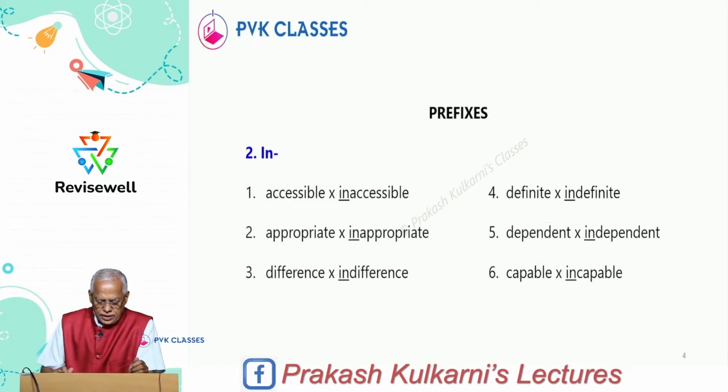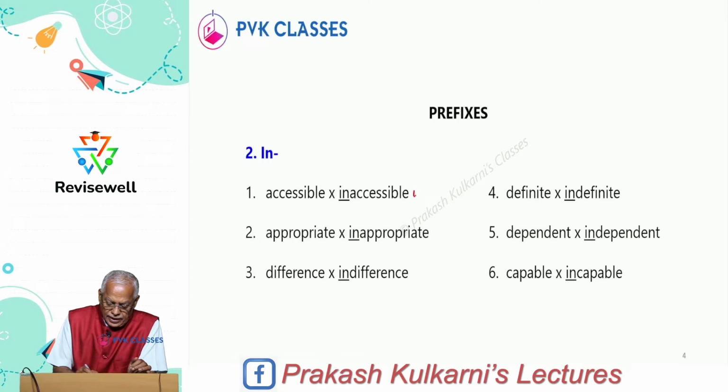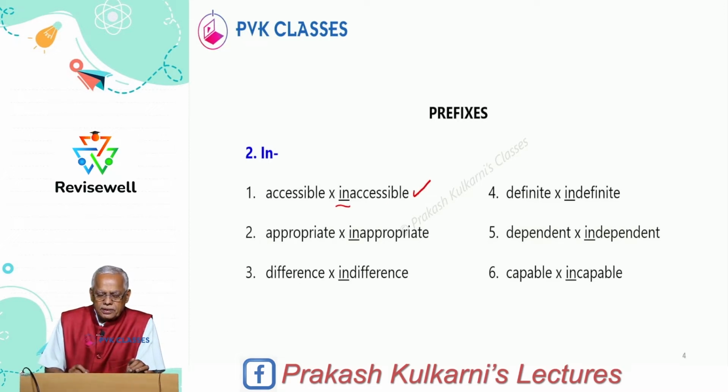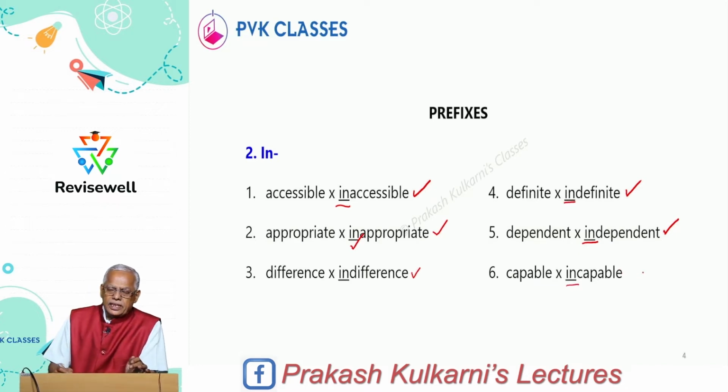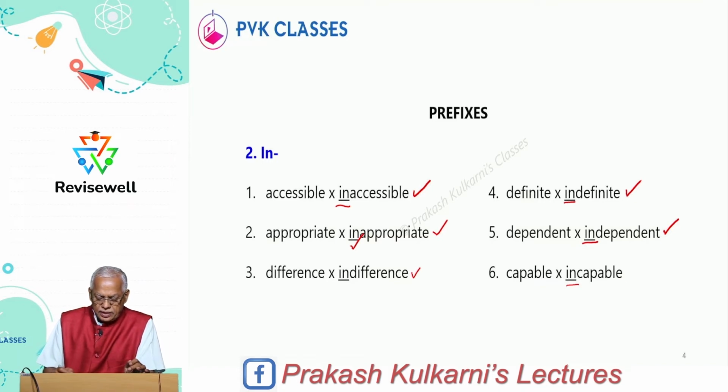Coming to the second one, in. Again, the meaning of the prefix in is not. Accessible, inaccessible means not accessible. Appropriate, inappropriate means not appropriate. Difference, indifference, that means no difference. Definite, indefinite. Dependent, independent. Now prefixes are underlined in every word. Capable, incapable means not capable. So in is a prefix used with these words.